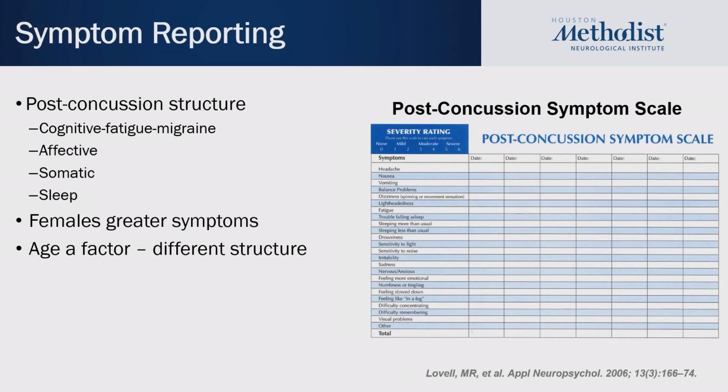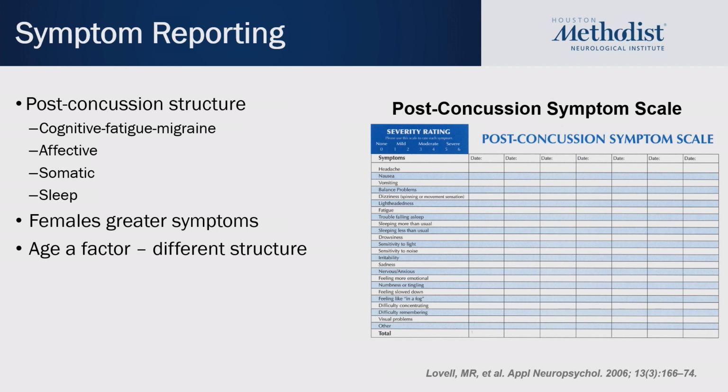Symptom reporting is probably going to be the one you use the most. This is the post-concussion symptom scale. If you did Google Images, you should be able to find this one very, very easily. It's a questionnaire we developed back in 2006. We look at 22 symptoms. Each symptom is rated from 0 to 6, 0 being nothing, 6 being severe. And it's something that we obviously track with.